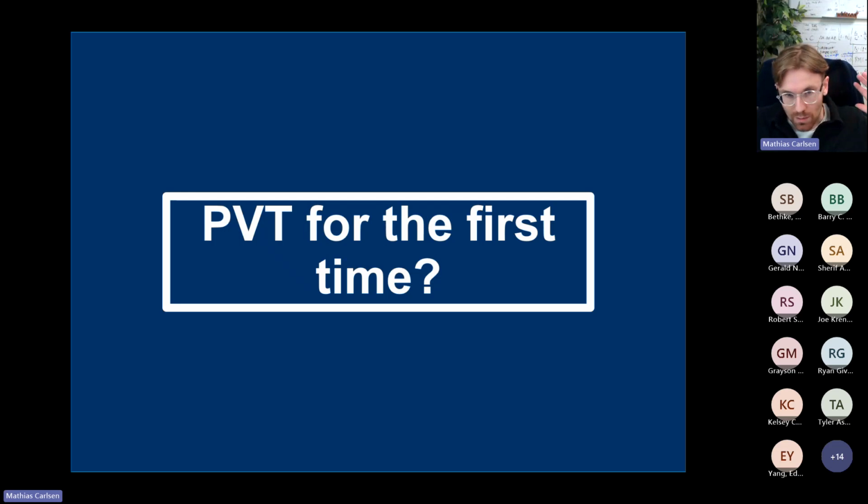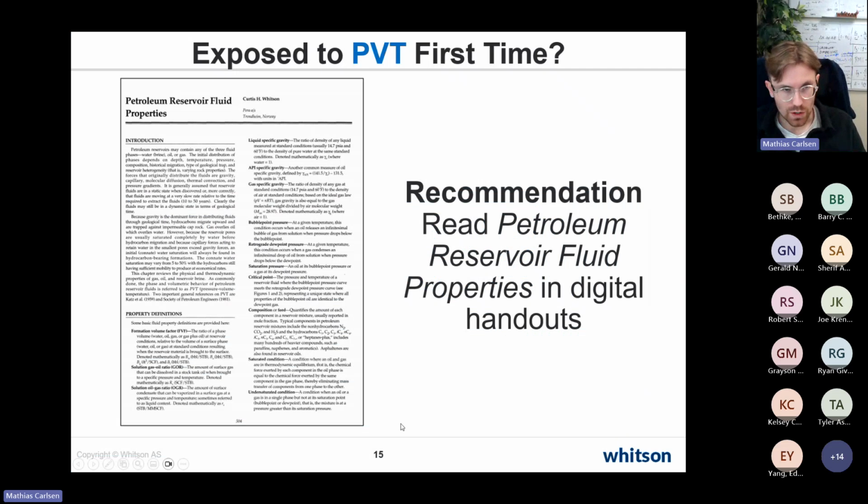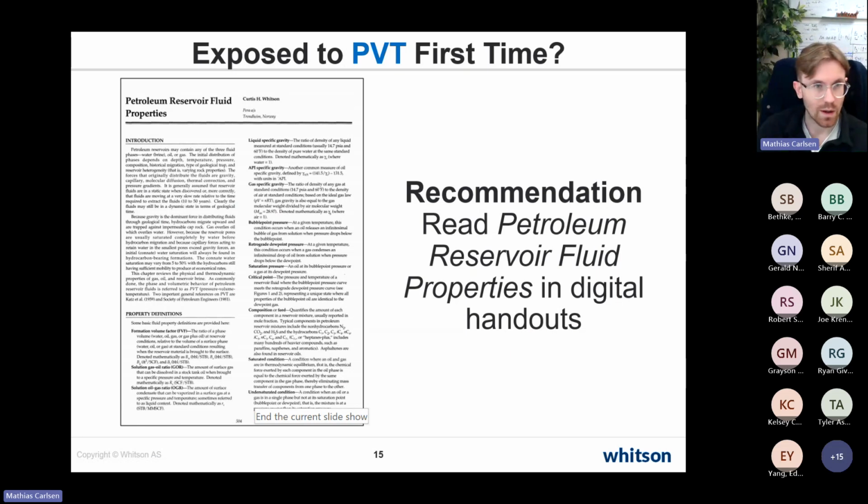If this is the first time you're attending a PVT course, then I'll send out this document after the course. It's actually a really nice 2-3 page document written by Curtis, back in probably before I was born, and he wrote that for AAPG, so kind of PVT for geologists. So most of the important terms, proper definitions, etc., could be found in that document.